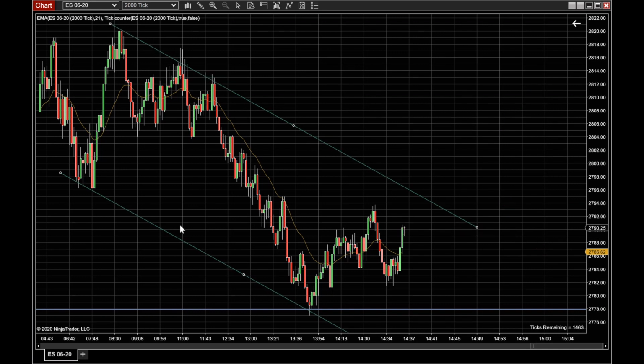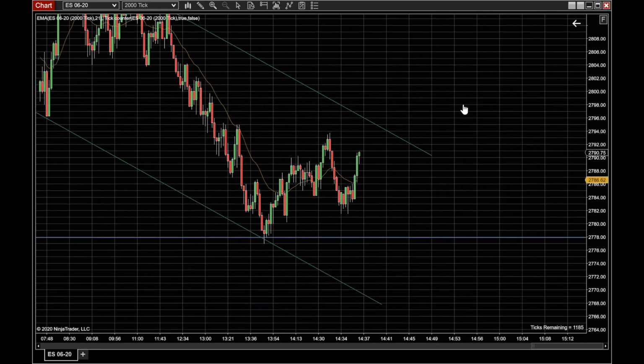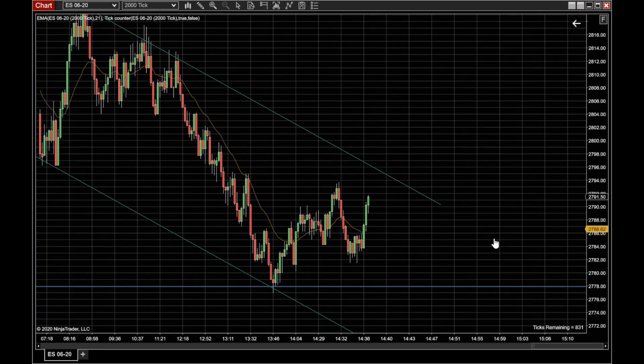If you're not sure what the terms mean, I have the definitions in the description below and may make a video explaining all the trade terms if there is enough interest for it.